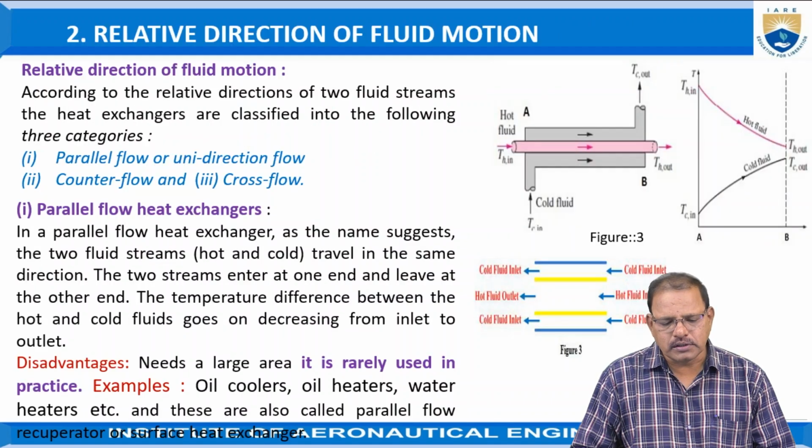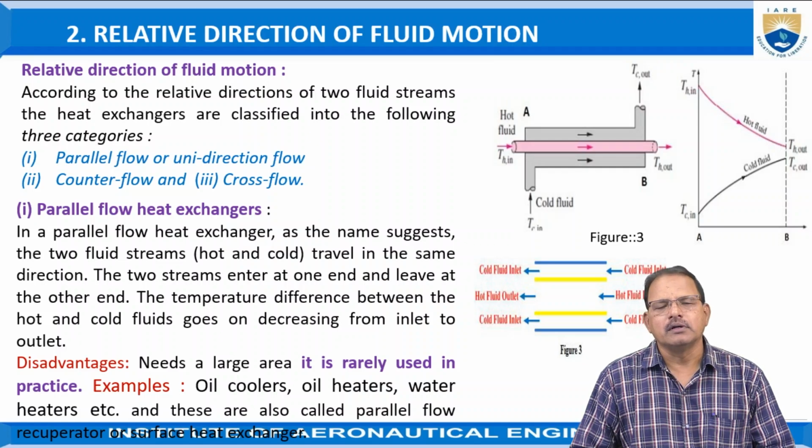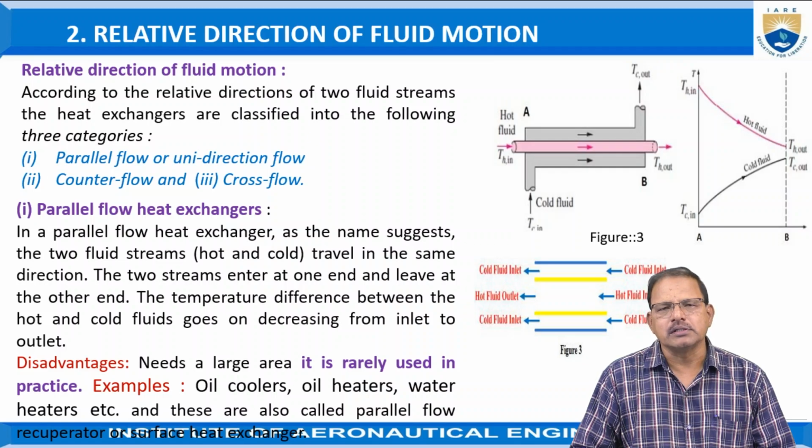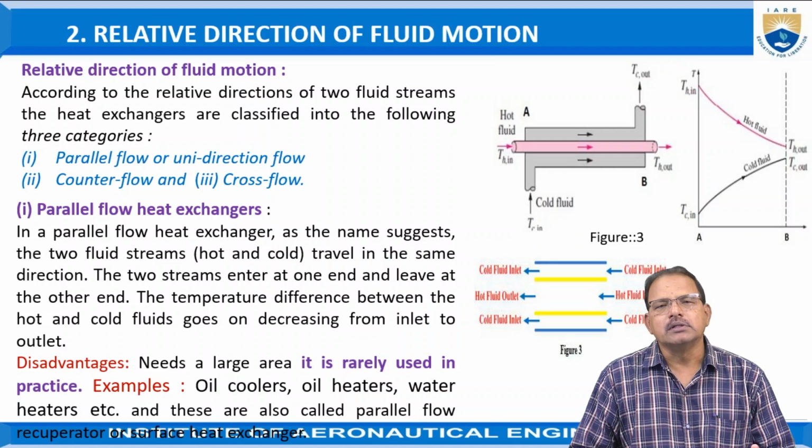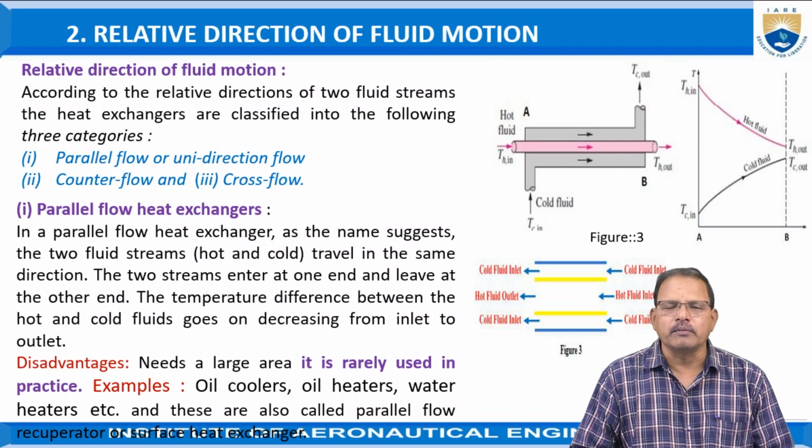Okay, classification of heat exchangers based on the direction of fluid motions. The fluids, one is in hot condition, one is cool. According to this exchanger, the heat energy should be transferred from the hot fluid to the cold fluid. But depending on the direction of the fluids, these exchangers are classified as parallel flow, also called unidirectional. That means the hot fluid as well as the cold fluid both move in the same direction.